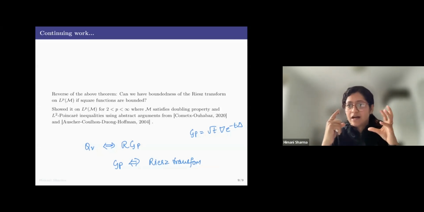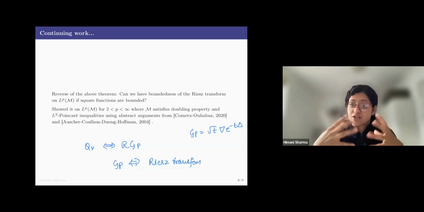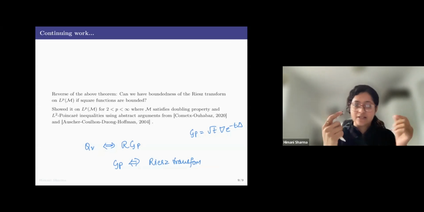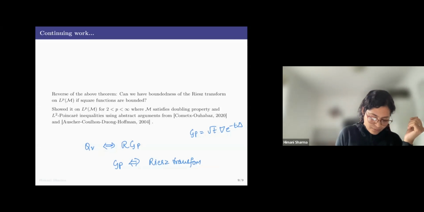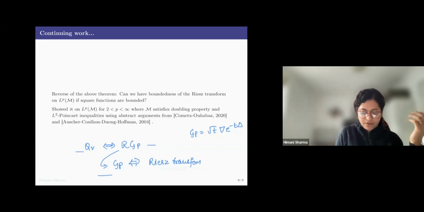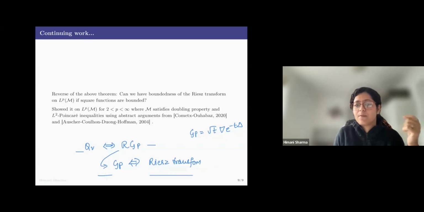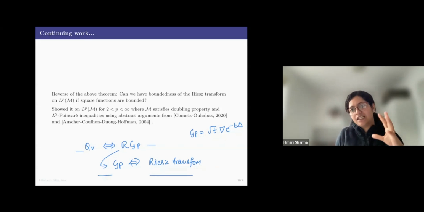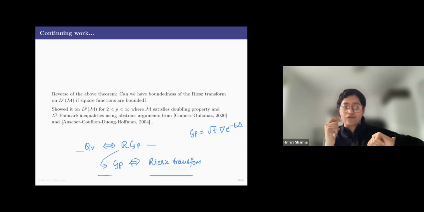Now, since R-boundedness is a stronger property than boundedness, R-boundedness of GP will always imply boundedness of GP. So once we have that the vertical square function is bounded, we'll be able to get that GP is R-bounded, and the boundedness of GP will give us the boundedness of the Riesz transform. So this has been done for P in the range 2 to infinity, although I have tried to see what has been done so far, for the range 2 to infinity, for M satisfying the doubling property.